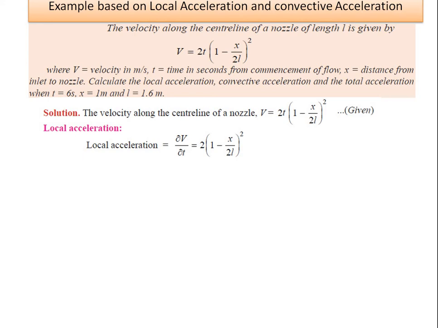In the first derivative, the derivative of first is nothing but 2t, derivative of t is 1, so 2 into the second as it is, (1 minus x divided by 2L) whole square. So that's why we have got here the local acceleration.